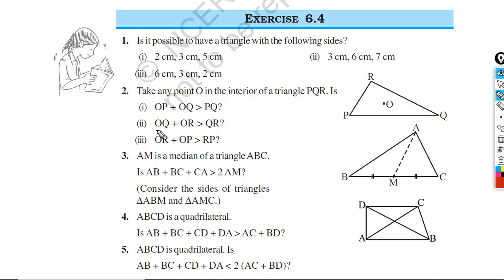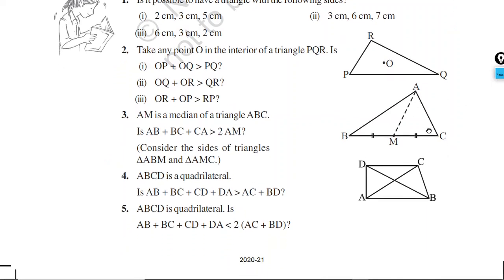Similarly, OQ plus OR greater than QR? Yes. You can write yes. OR plus OP in this triangle, OR plus OP is greater than PR, or RP. You can write yes. Okay, so this is it, question number 2. Now we'll go to question number 3.